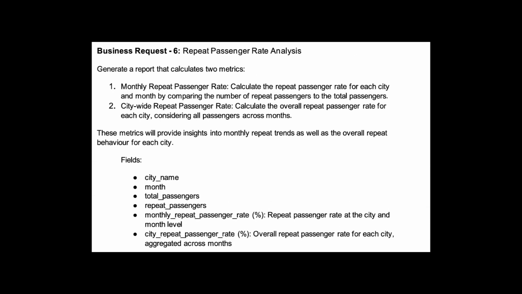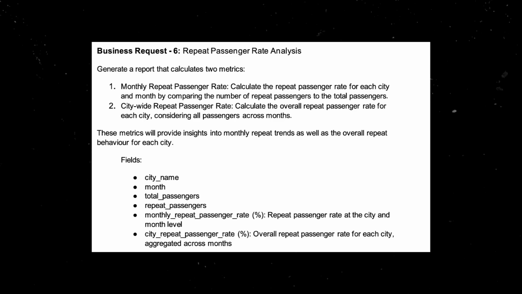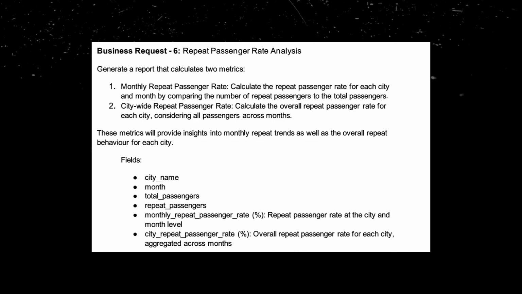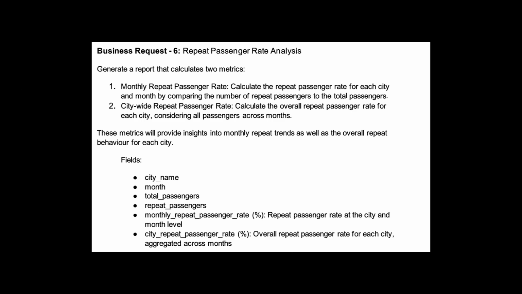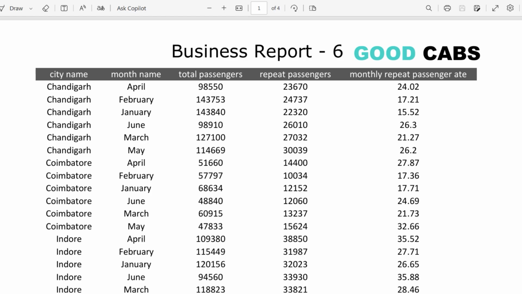Business request 6: Repeated passenger rate analysis. My task here is to calculate the repeated passenger rate for each city. This report will help to find the monthly trends and the overall repeated behavior for each city. This is the query and this is the report.